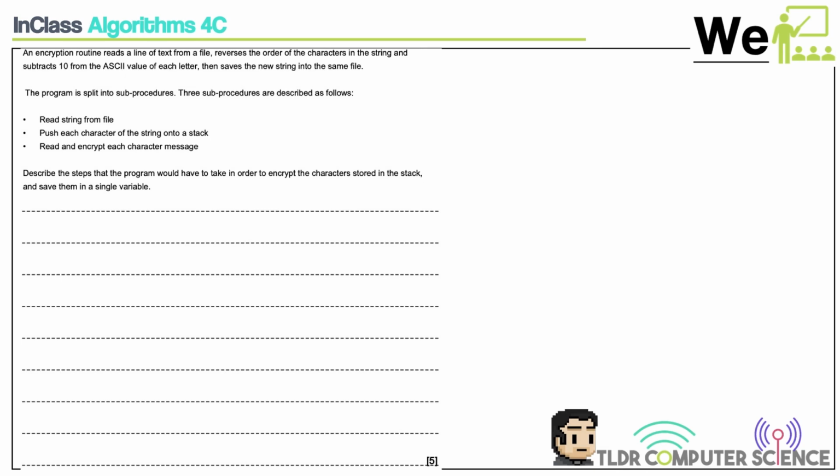The program is split into sub-procedures. 3 sub-procedures are described as below. Read the string from the file. Push each character of the string onto a stack. Read and encrypt each character. Describe the steps the program would have to take in order to encrypt the characters stored in the stack and save them in a single variable. 5 marks. Go through it again.